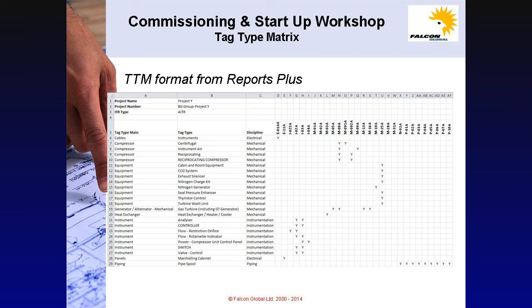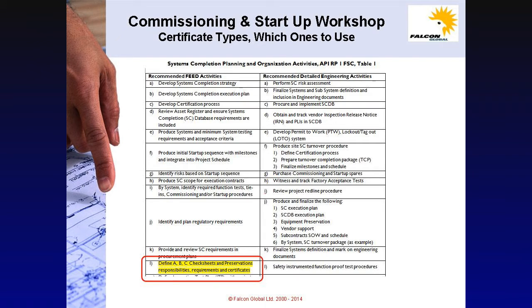Refer to Systems Completion Planning and Organisation Activities from API RP1FSC Table 1. Notice that one of the recommended activities during feed is item L. Define A, B and C check sheets and preservations, responsibilities, requirements and certificates. This corresponds with steps 1 to 3 in the simplified commissioning logic.